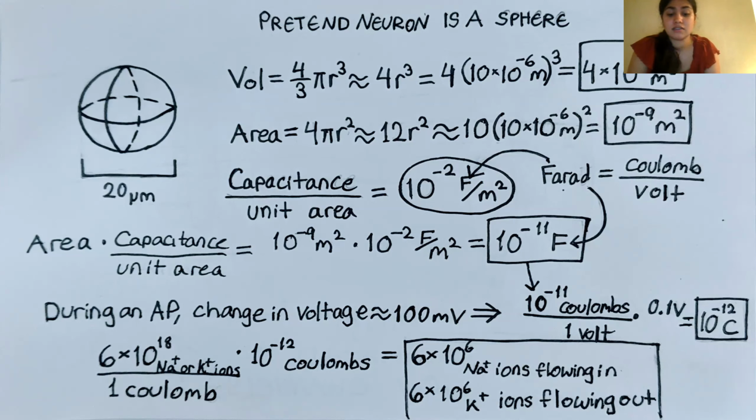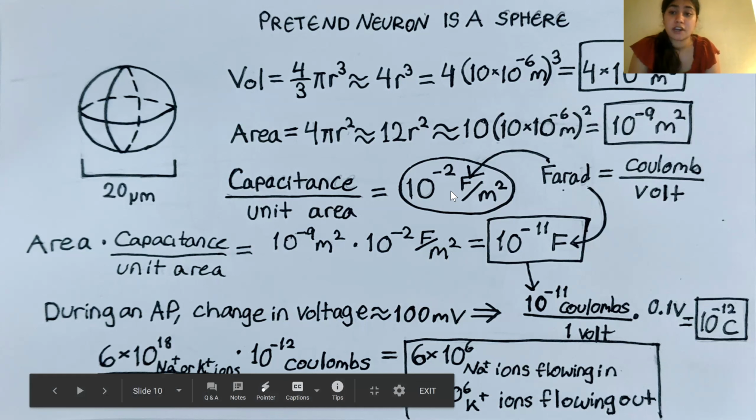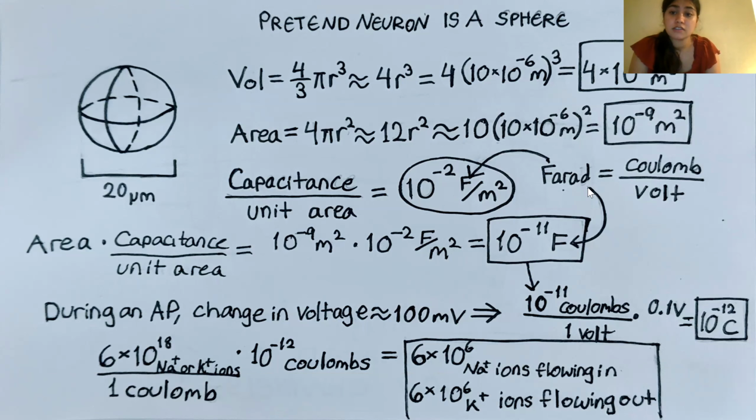The capacitance, the ability to hold charge per unit area of a biological membrane, is 10 to the negative 2 farads per meter squared. Farads are basically in terms of the amount of charge per volt, and the charge is measured in units of coulombs. So our neuron's surface area that we calculated up here, multiplied by the capacitance per unit area, will give us just the neuron's capacitance, which is going to be 10 to the negative 11 farads.